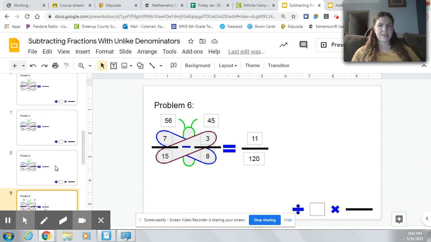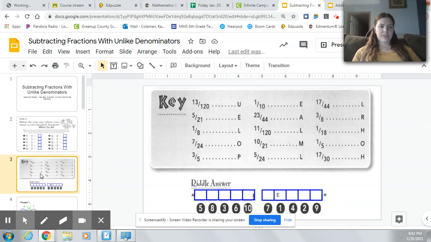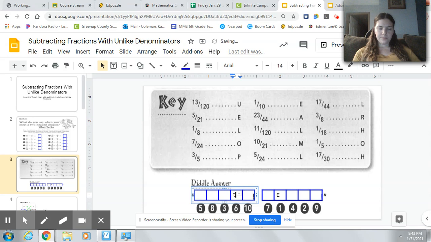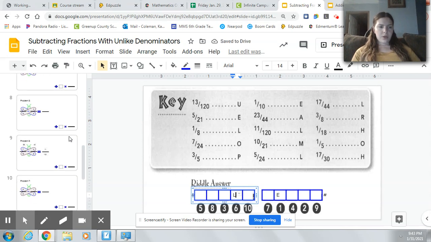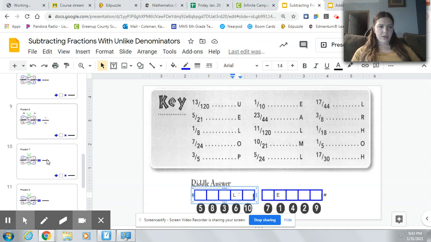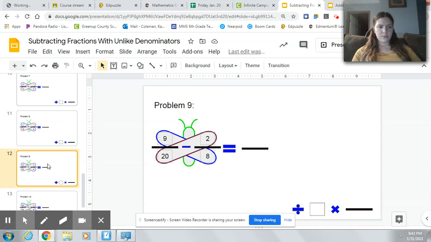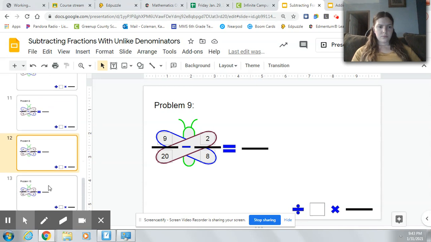So this problem was problem 6. So 6 is going to be L. And put L in that box. Okay. Then let me find another problem to do for you guys. Okay, I'll do this one.